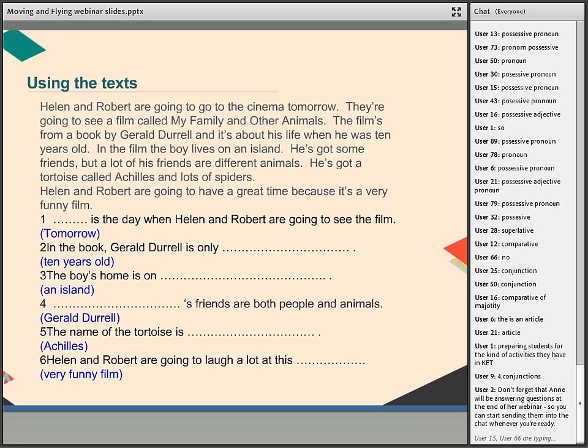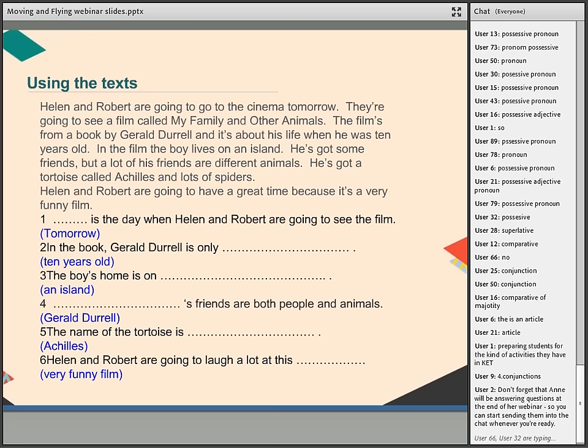In the text, it comes at the end of the first sentence, and the information that we have in 1 is actually contained in the first 2 sentences of the text. Helen and Robert are going to the cinema tomorrow. They're going to see a film called My Family and Other Animals. So tomorrow is the day when Helen and Robert are going to see the film. So the time reference very often moves from the start to the end of the sentences when we have this paraphrasing.